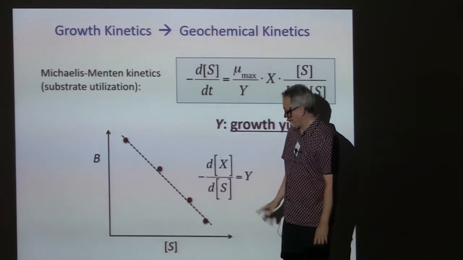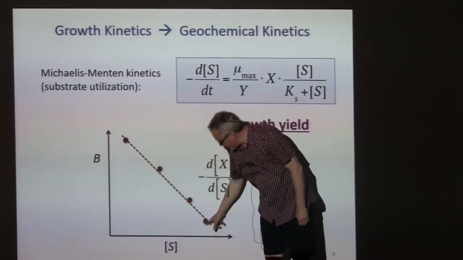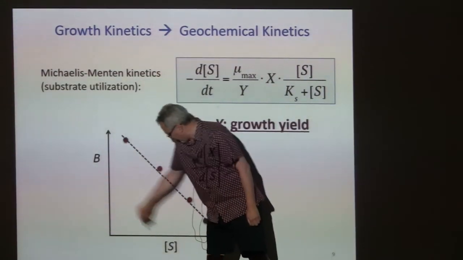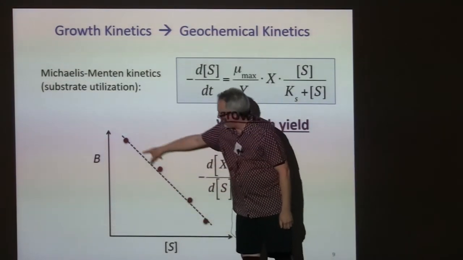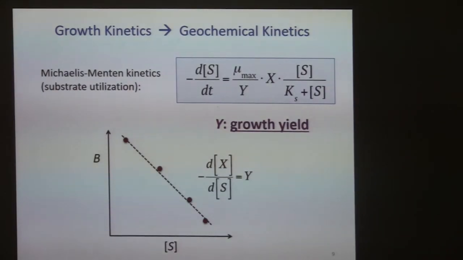Maybe a bit more, we start at this amount. So you start off with a system with a lot of substrate and a low biomass. So here, this is my X here. Your substrate is being consumed and your biomass increases, so your growth yield is simply the slope of that line.